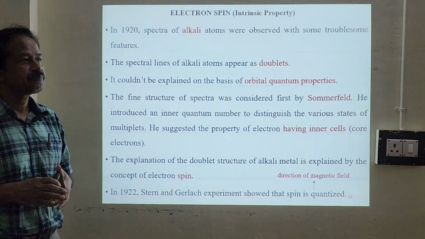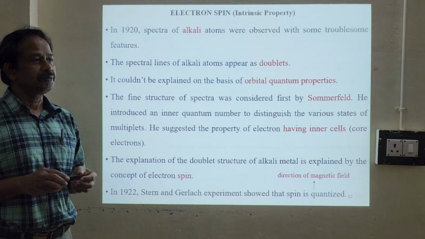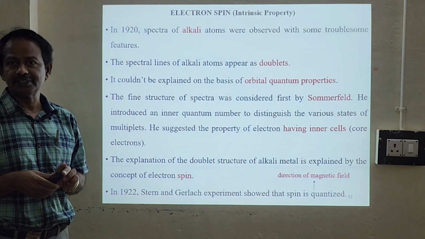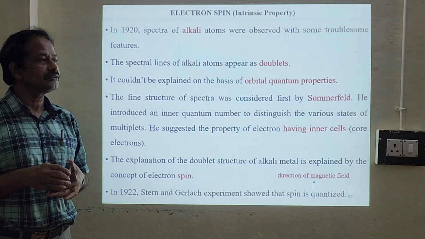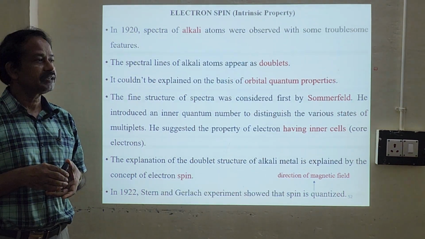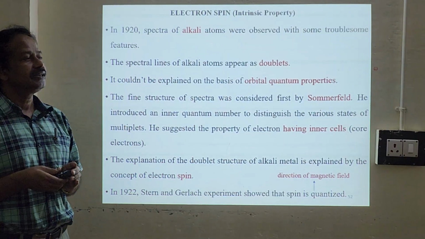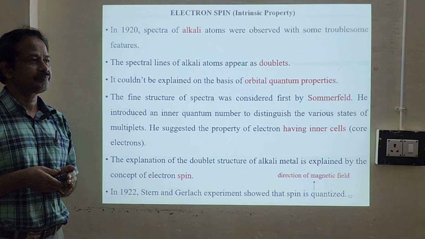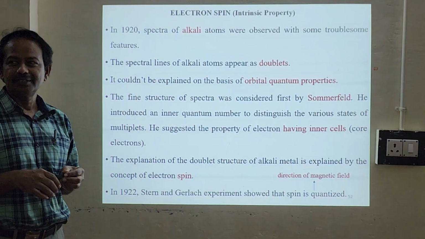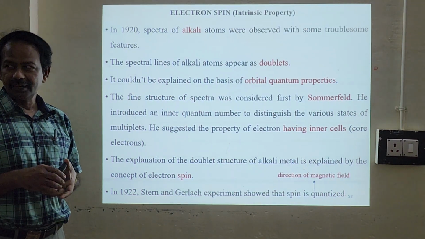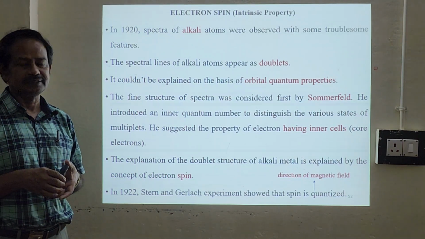Good morning, students. In the last class we discussed in detail the total angular momentum, represented as capital J, which is the addition of orbital angular momentum and spin angular momentum. So capital J equals capital L plus capital S, and all are vector quantities, very important. They show the magnitude as well as the direction.